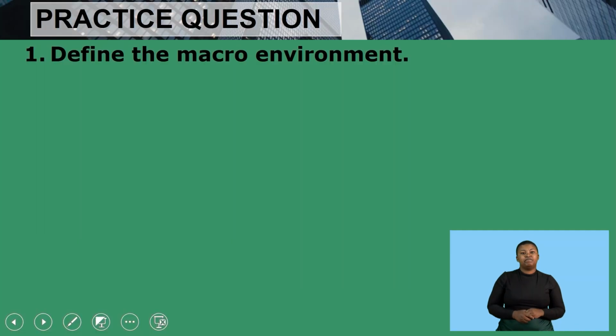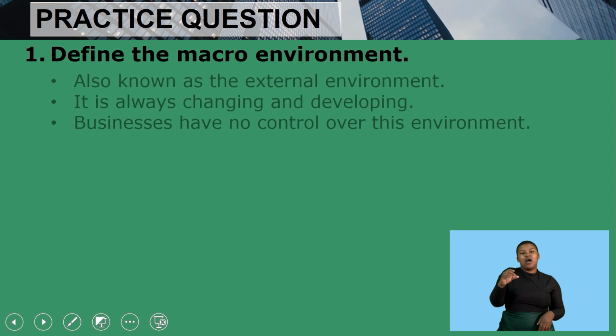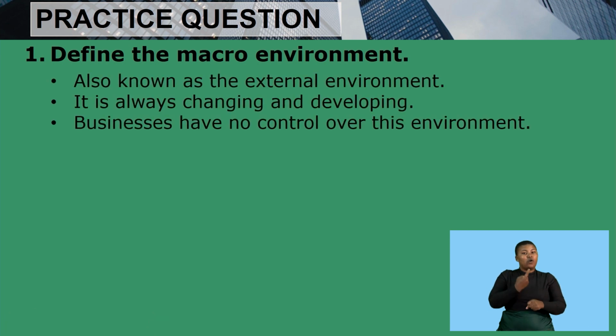Our first question asks, define the macro environment. So define means we want to discuss the meaning of macro environment. So always remember the macro environment is our broader external environment, and the macro environment is always changing and developing, and although the business has no control over this environment, they should always be able to adapt to any changes or development that occurs in this environment. So that then is our definition of our macro environment.